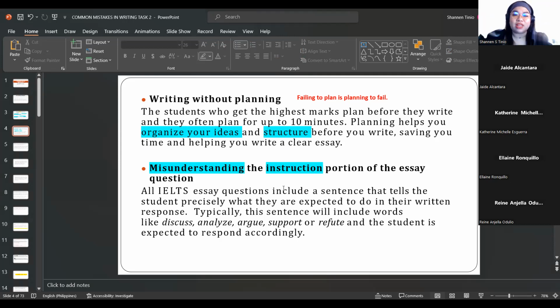So I want you to get the idea. The reason why I'm sharing that is because you're doomed to fail once you misunderstand the instruction part of the essay question. All IELTS essay questions include a sentence that tells the student precisely what they are expected to do. Take note of this.